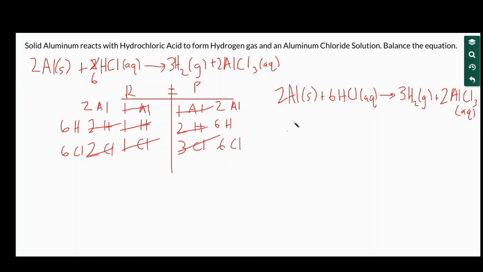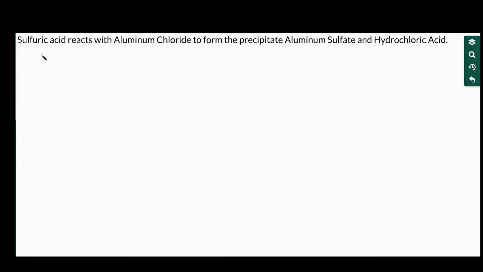And now for a final check, we can check everything. So we have 2 aluminum, 6 hydrogen, 6 hydrogen, 6 chlorine, 6 chlorine. So now our equation is balanced. Now time to learn how we can balance equations more efficiently when necessary.